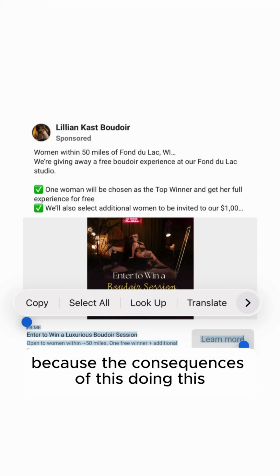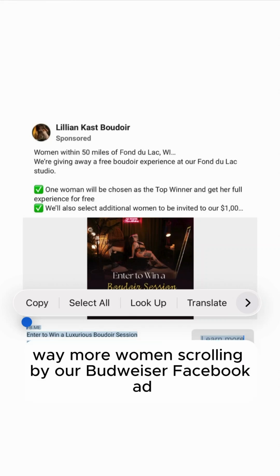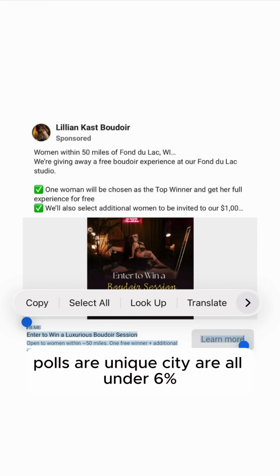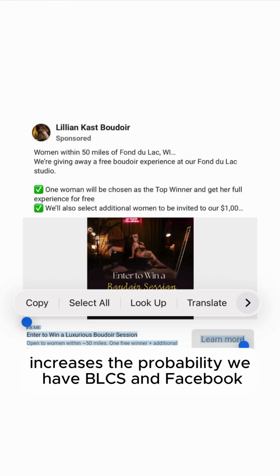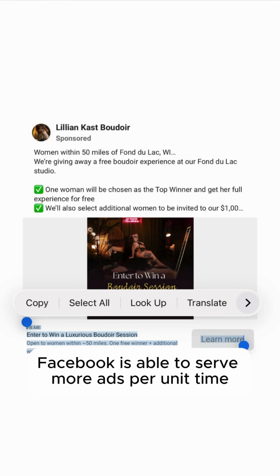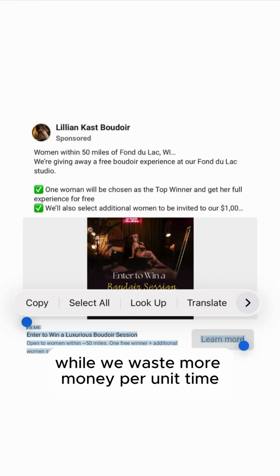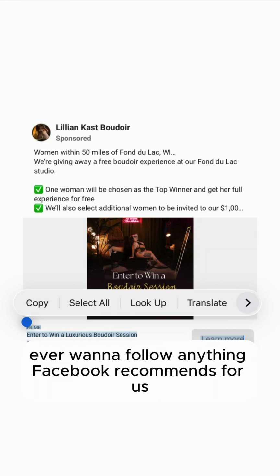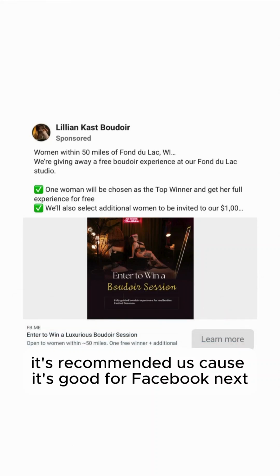Because the consequences of us doing this are we get way more women scrolling by our boudoir Facebook ad, pulls our unique CTR under 6%, increases the probability we have BLCS, and since more women are scrolling by our Facebook ads per unit time, Facebook's able to serve more ads per unit time, making more money per unit time while we waste more money per unit time. We never, ever want to follow anything Facebook recommends for us. It's recommended to us because it's good for Facebook.